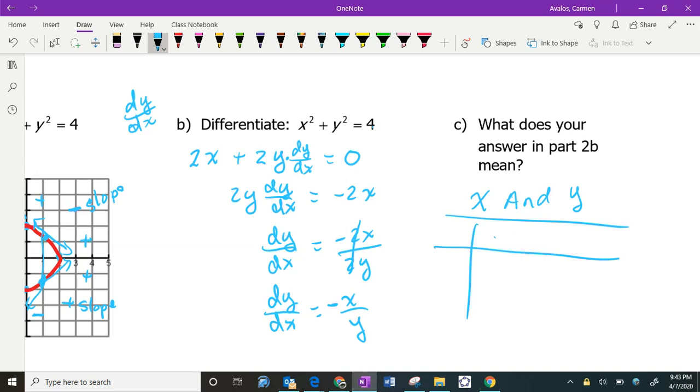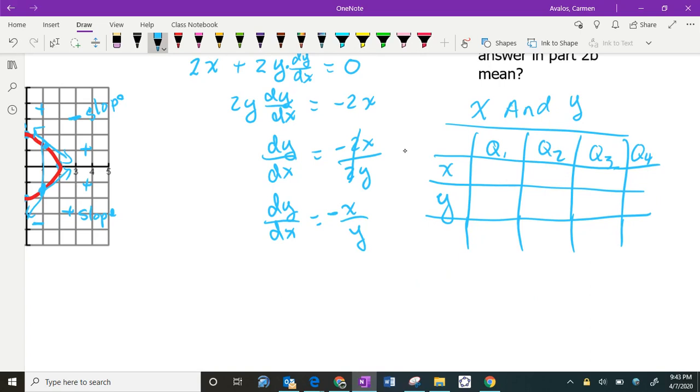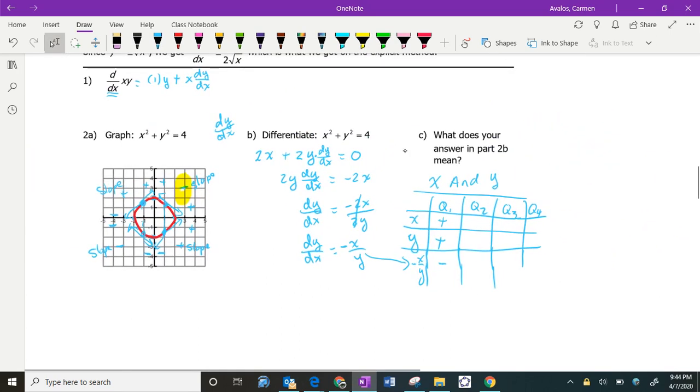So now let's say that I have Q1, Q2, Q3, Q4, those are the quadrants, and we have x and y, what they are in each quadrant. And then we have the derivative, this part right here, the dy/dx, which is the negative x over y now. What's going to happen is that in the first quadrant, x is positive and y is positive, but if it's positive and positive, we take the negative out there. And we said that that was going to be negative, and that's where we got that negative right there.